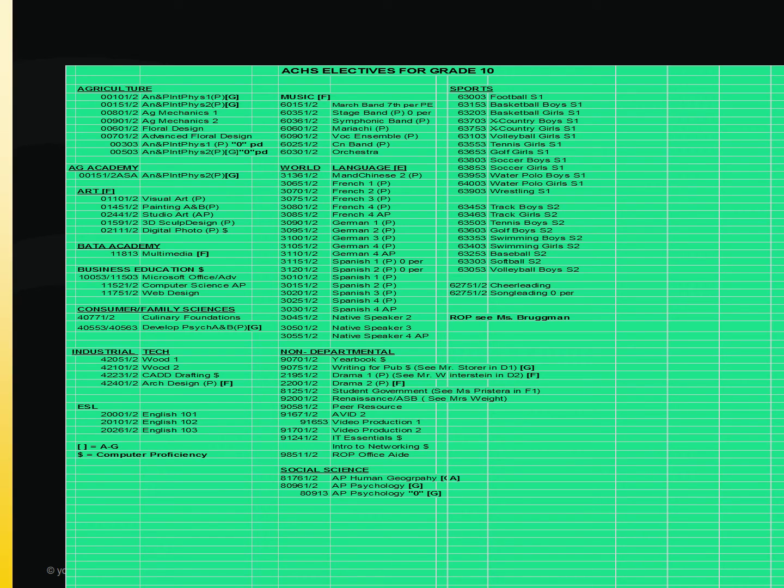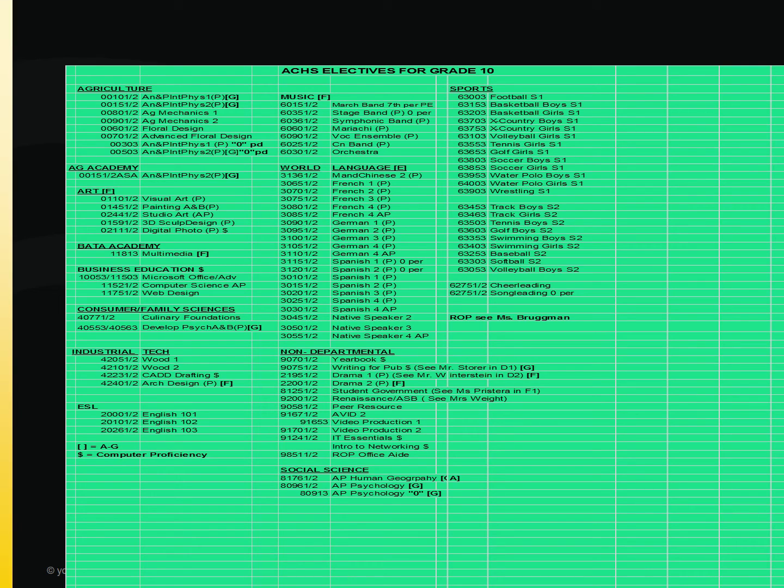Back up top on the right side is a list of all the sports offered here at Camarillo High School and whether they're offered first or second semester. In addition to the sports, you also see cheerleading and song leading. And as mentioned on the previous slide, you do need your coach's signature to be placed in one of these sports. Finally, ROP. Despite what I just said about Office Aid not being a choice, there are other ROP classes available for you to take even as a sophomore. If you're interested, please see Ms. Brugman in the counseling office.